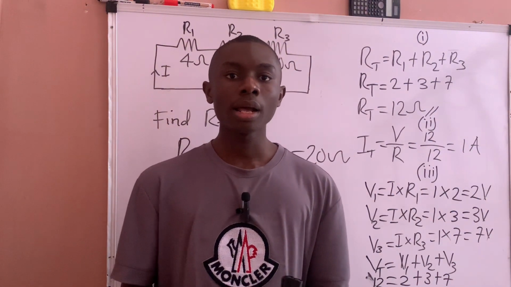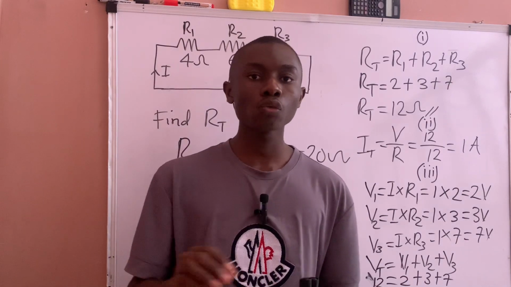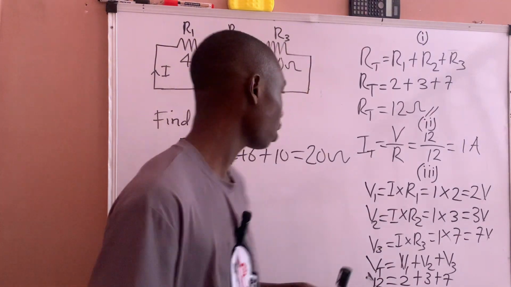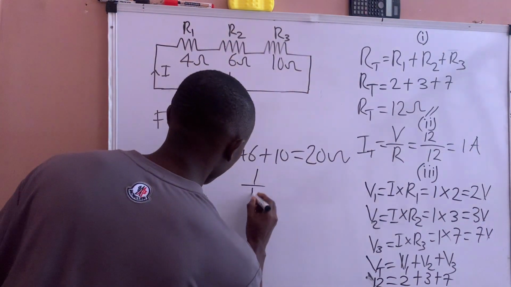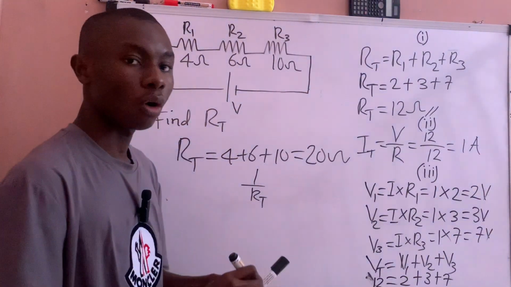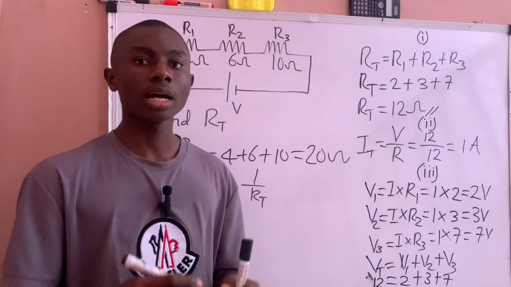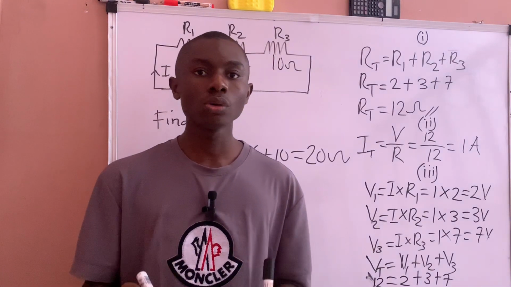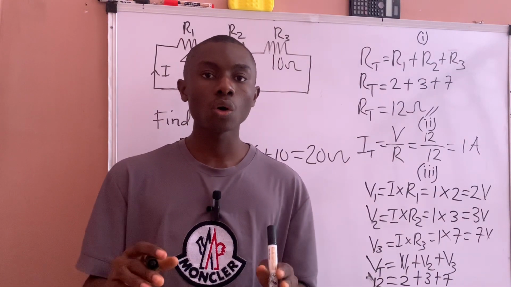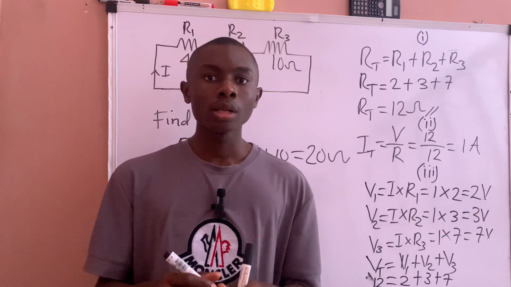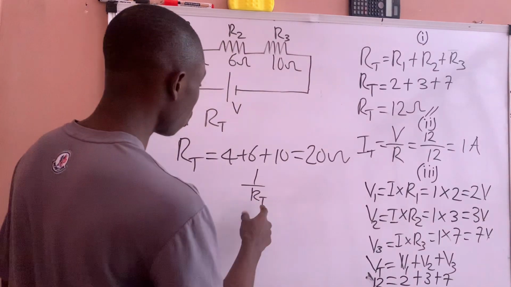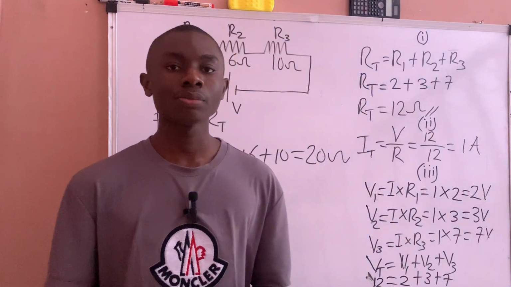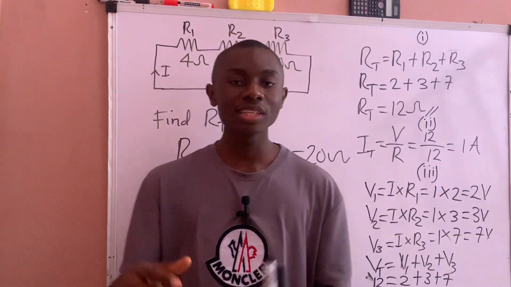Another common mistake students make when solving series circuit problems is that they use the reciprocal formula like in parallel. When they are asked to find the total resistance in a series circuit, they use 1 over RT, like they are solving for total resistance in a parallel circuit. When solving for total resistance in a series circuit, just add the resistors directly. There is no need for you to use 1 over R, because we are not solving for a parallel circuit.